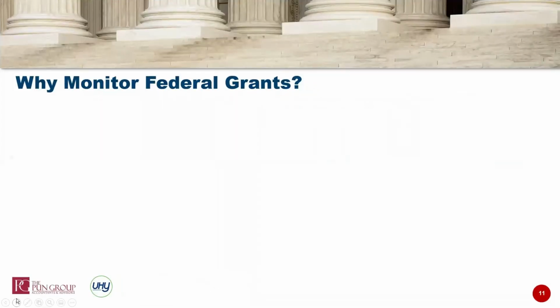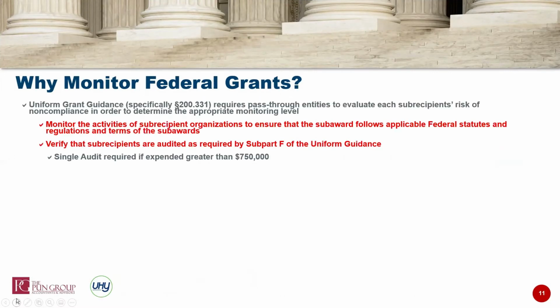So why monitor federal grants? That's the main topic of today. Essentially in 2 CFR Part 200.331, it's a requirement. You as a pass-through entity, if you are a pass-through entity, are required to evaluate each of your subrecipients' risk of non-compliance with federal statutes and regulations and the terms of the federal awards, the sub-awards that you've given to them. And you're required to determine the appropriate monitoring level based on your risk assessment.